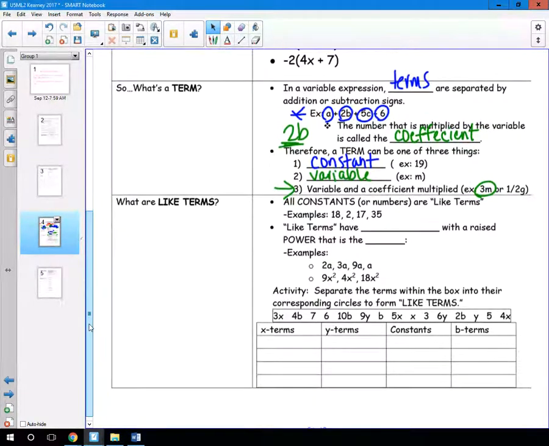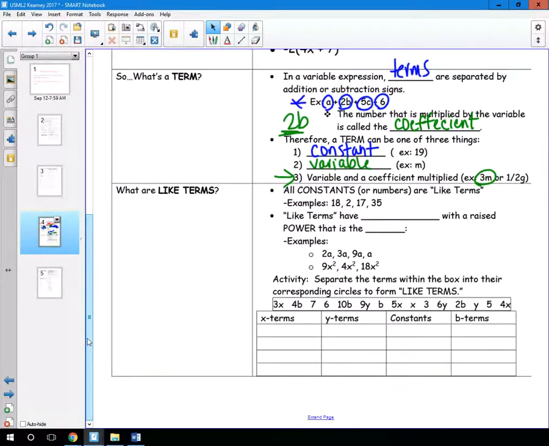So, just like you heard in the video, like terms, you put the apples with the apples and the pears with the pears. Like terms have to be very, very much alike. Their variables have to be identical. Okay? But the very first like term is a constant. All constants are like terms. So if you have a number by itself, 5 and 7 and 23 and negative 13, those are like terms because you can combine them. Okay, they're just numbers. So constants are like terms.